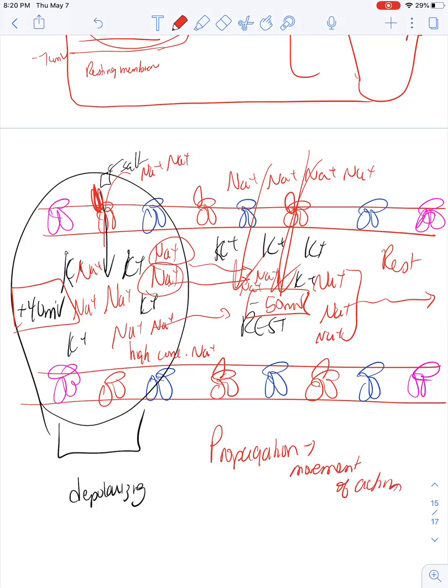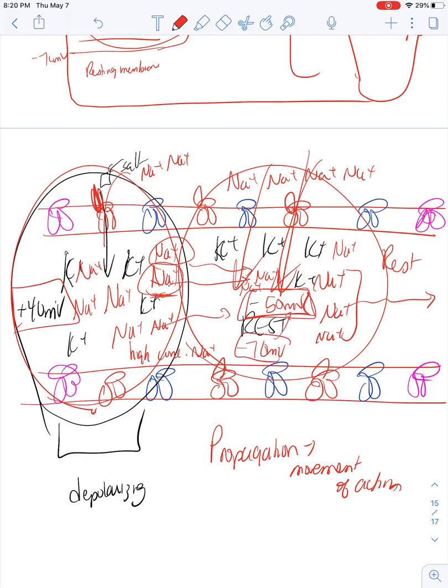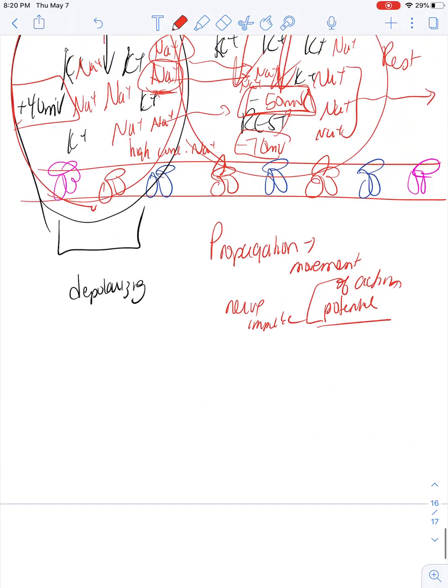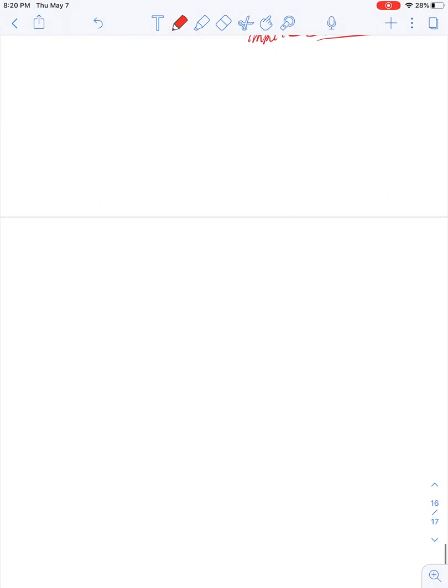It's basically saying if you depolarize one region of the neuron, the sodium will diffuse from that depolarized region to the region that's at rest. Because sodium is diffusing, all these positive charges cause that region at negative 70 at rest to become more positive until it hits threshold. Then all the sodium channels in that region open and the movement of the action potential continues. Propagation means the movement of the action potential, and action potential just means nerve impulse. Hopefully that makes sense.